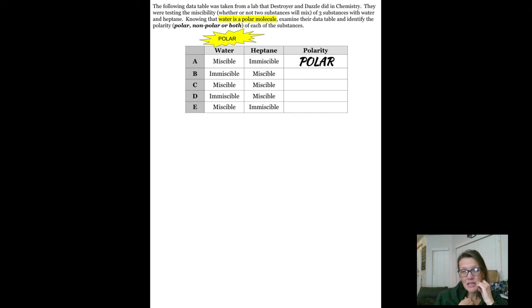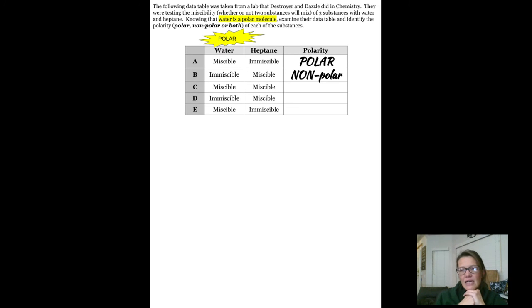Now, substance B would not mix with water. It did mix with heptane, right? So since it does not mix with water, we know that it's not similar in shape. So we can therefore say that it is non-polar, okay?